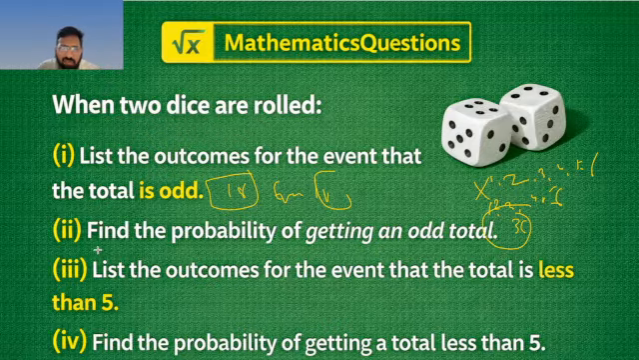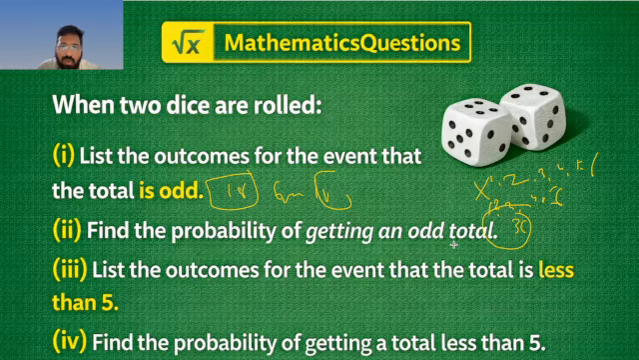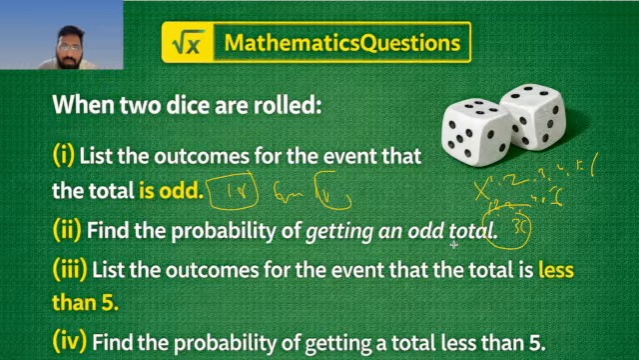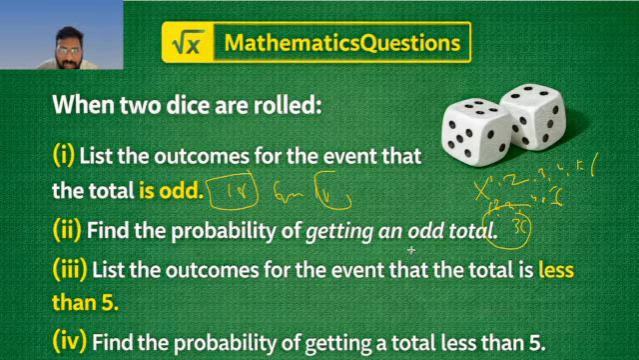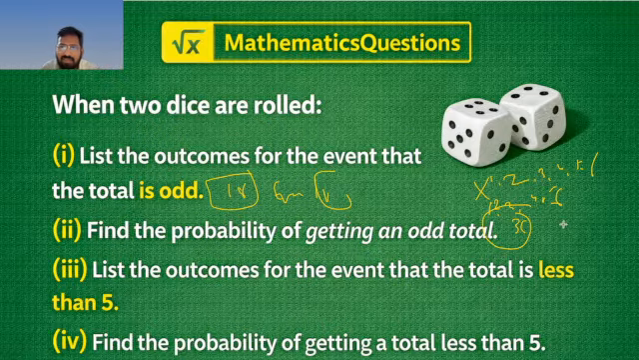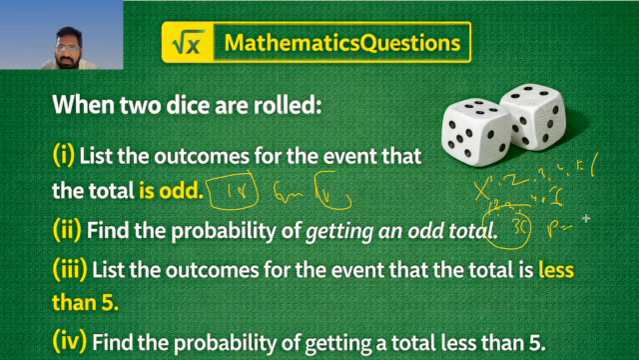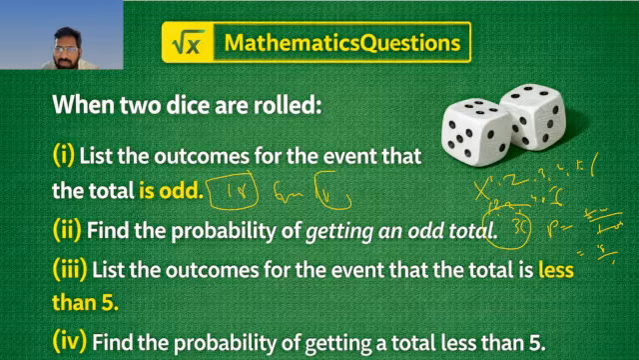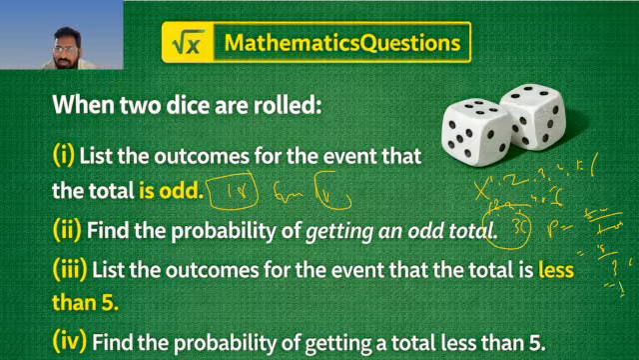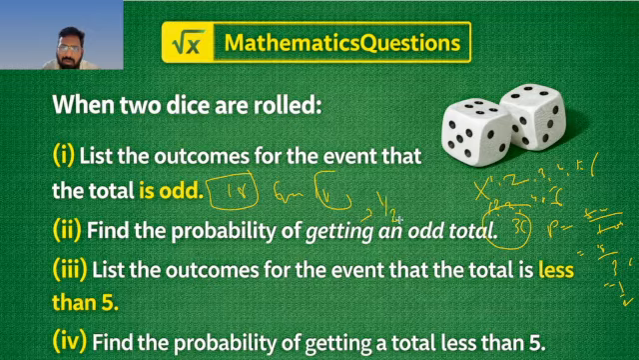Now second question is, find the probability of getting an odd total. What is the probability of getting an odd total? Total outcomes of odd are 18 and total possible outcomes are 36. So the probability is favorable outcomes divided by total outcomes. So favorable here are 18 and total is 36, so answer becomes 1 by 2. So here the probability of getting an odd total is 1 by 2.